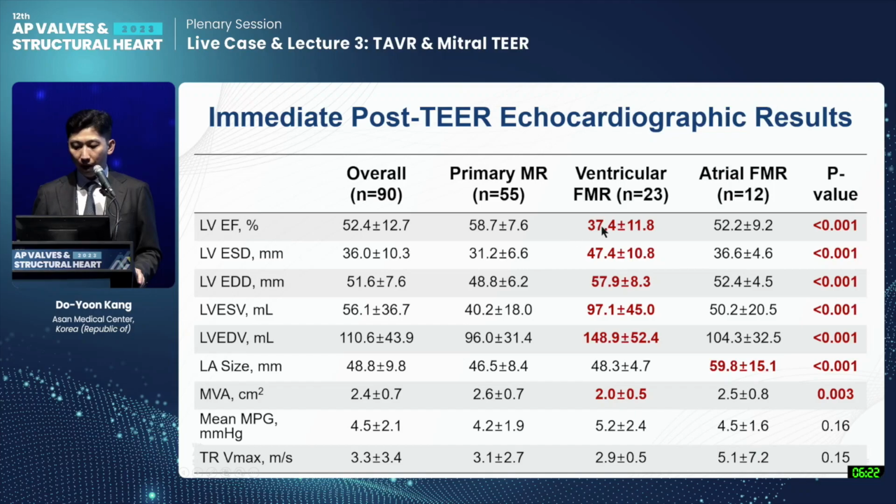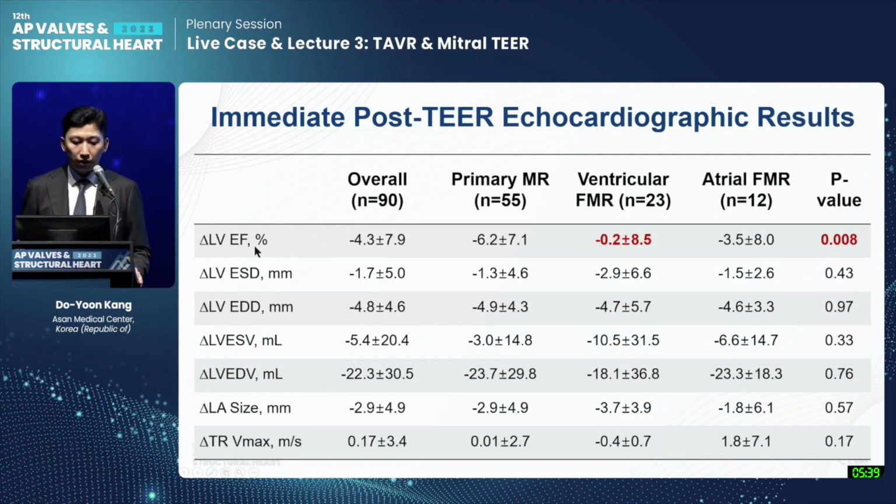The immediate post-TEER echo shows still low ejection fraction and larger LV volume and diameter in ventricular functional MR patients. And the mitral valve area was 2.4 square centimeters and smaller, the smallest in ventricular functional MR patients. Maybe it is related to more aggressively reducing the degree of MR, and it could affect the result. Mean pressure gradient was similar, about 4.5 in almost all patients, and most patients still have severe pulmonary hypertension.